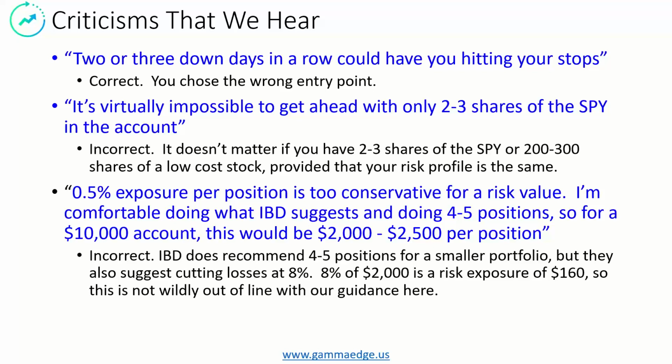The last criticism here is that 0.5% exposure per position is too conservative for a risk value. I'm comfortable doing what IBD suggests and doing 4 to 5 positions. So for a $10,000 account, this would be $2,000 to $2,500 per position.